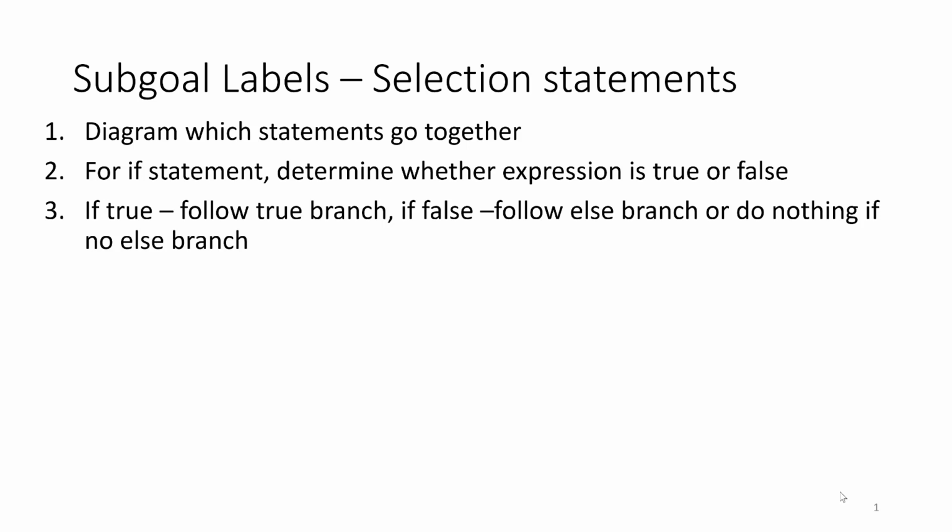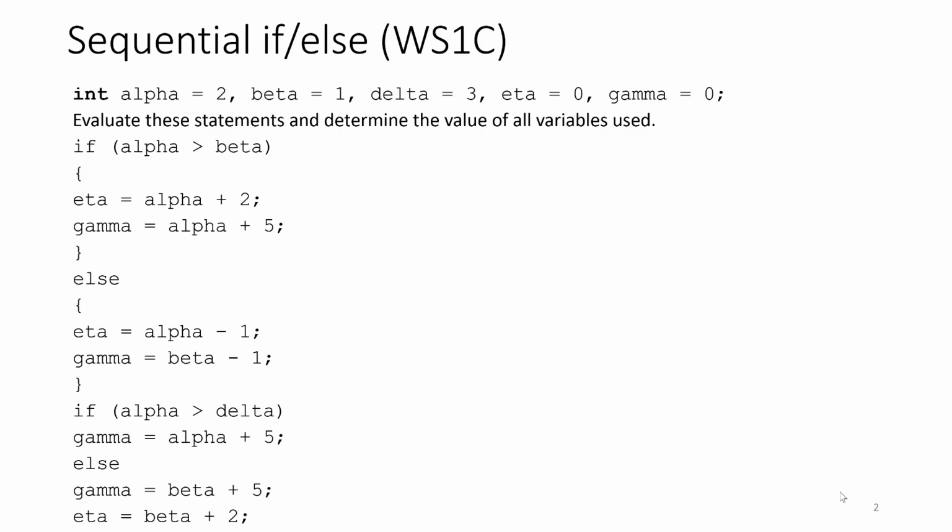This is the next worked example for selection statements in Java using subgoals. Here are the subgoal labels for selection statements. In this example, we will be looking at sequential if-else statements.